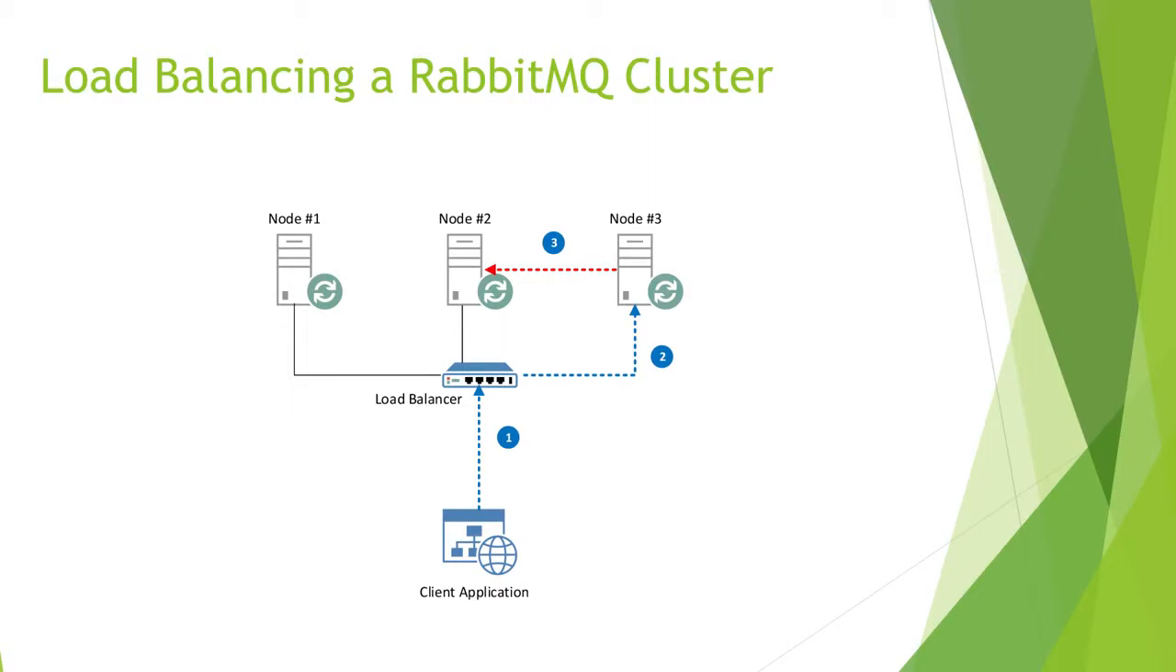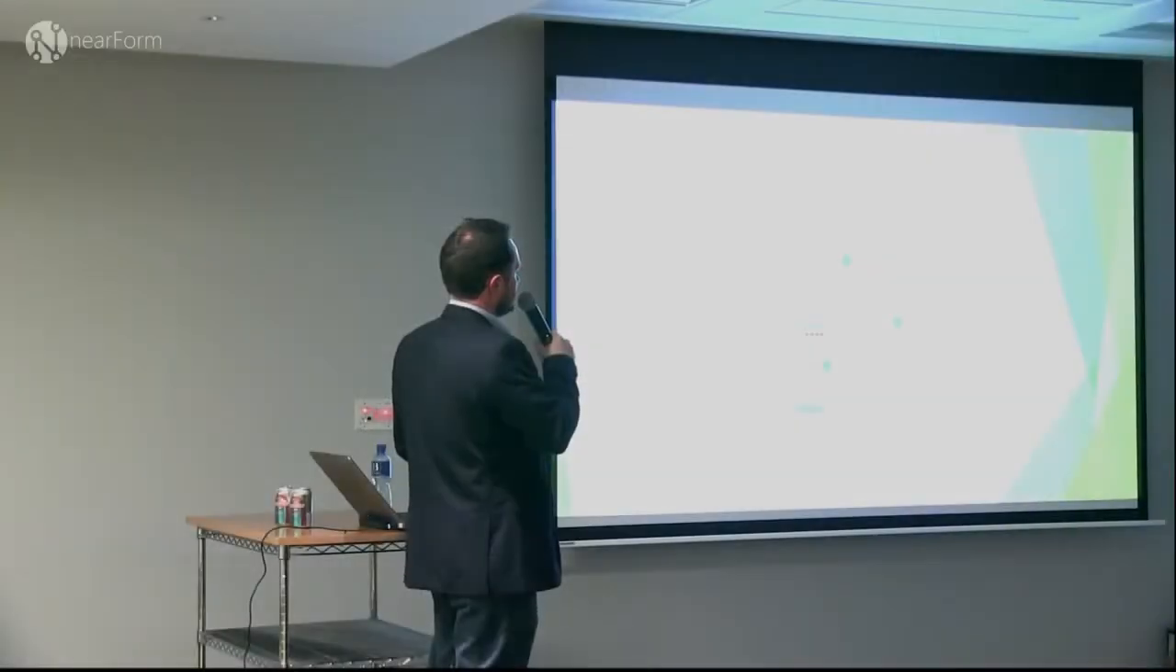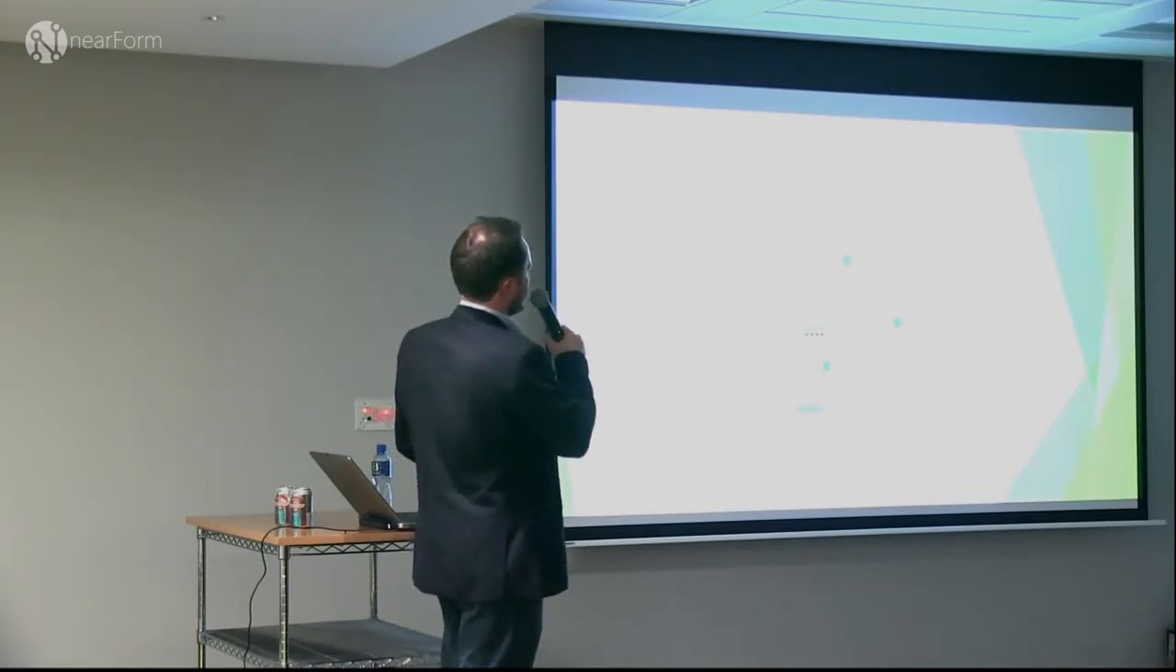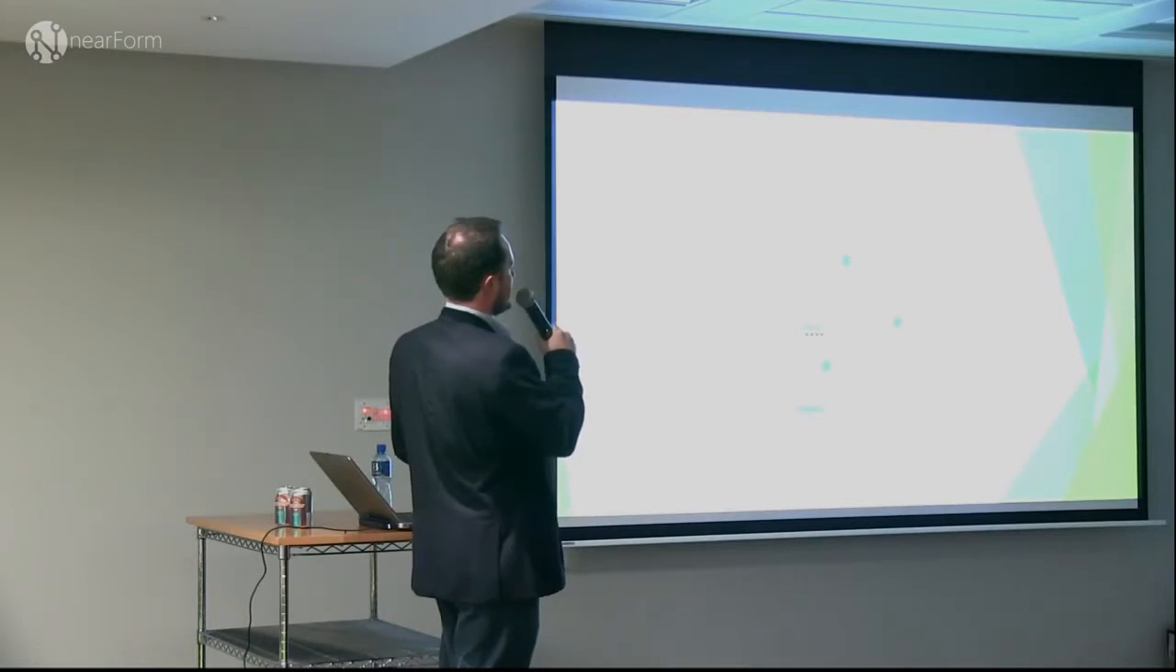What happens is, at any given time in RabbitMQ, there is a master node and zero or more slave nodes. So you create a queue that's going to go on the master node. If you're load balancing, let's say the master node is node 1 here. So we created a queue called Q1, and our client application needs to push a message to it. So it hits the load balancer, but the load balancer, for whatever reason, decides to push to node 3.